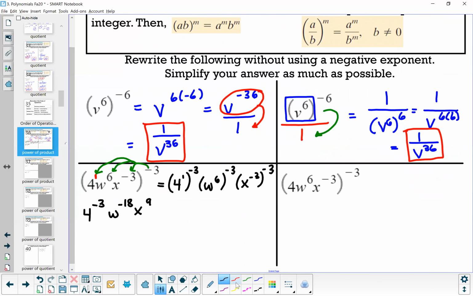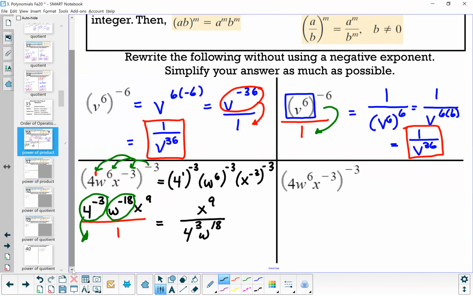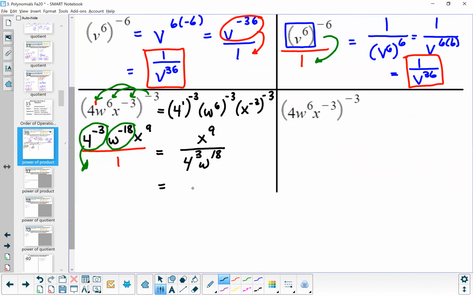We want to write our answer without negative exponents. So I'm going to put this over 1. And we'll take 4 to the negative 3 and w to the negative 18 across the fraction bar. So that's going to give us x to the 9th in the numerator over 4 cubed times w to the 18th in the denominator. And we'll evaluate the 4 cubed. Why not? So that gives us x to the 9th over 64 w to the 18th.